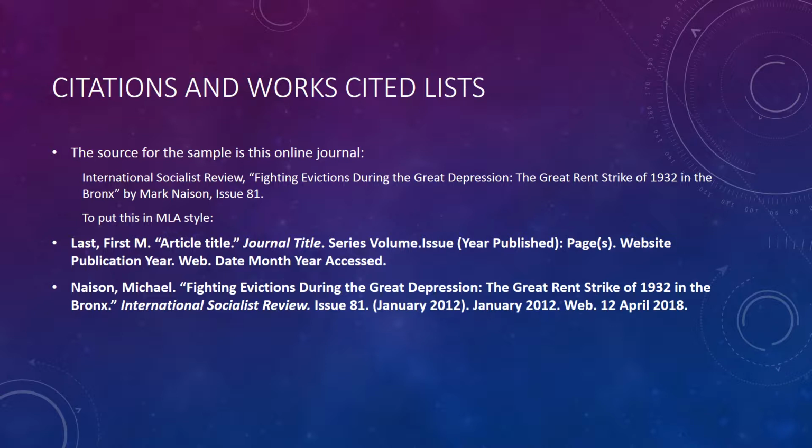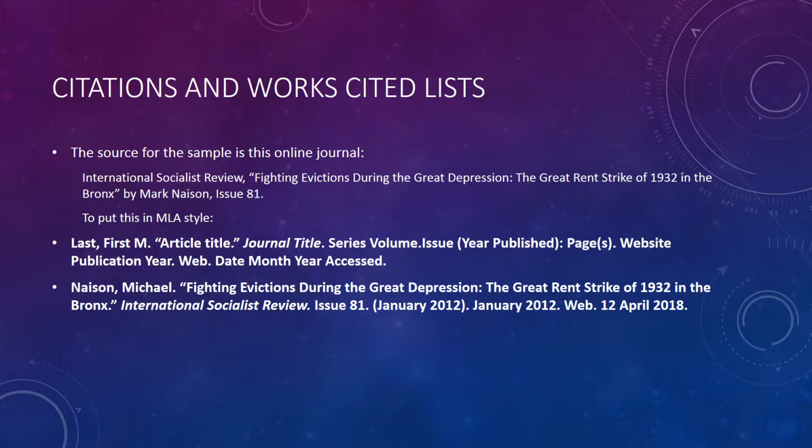If there's a series, volume, or an issue number, you put that and then you put the year it was published if you can find that information. You put the page numbers, follow the format. Issue, bracket, year published, bracket, colon, pages, period. But if there's no page number, you don't have to put that. You can just put the period.